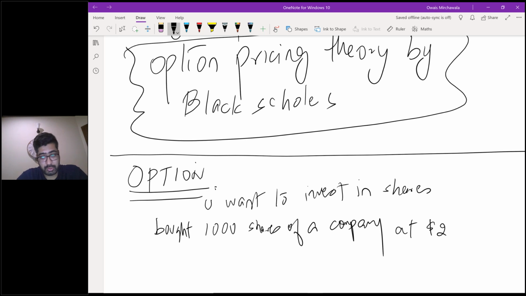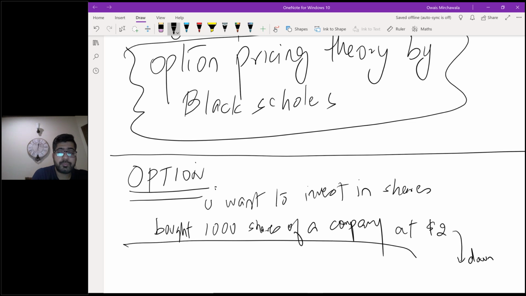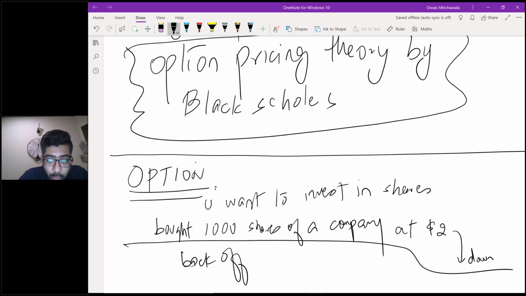Now let's suppose the share prices start moving up. You will gain, and you will be happy. But what if the share prices start moving down? You will start suffering loss and you won't be happy. You may want to back off from this arrangement, but you can't because the shares have already arrived in your account. If you have to back off, you must sell, incur loss, and go away. You cannot back off from this deal.